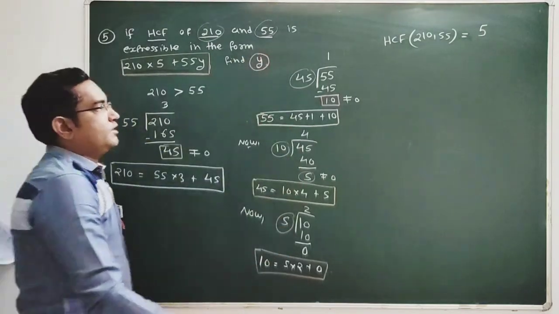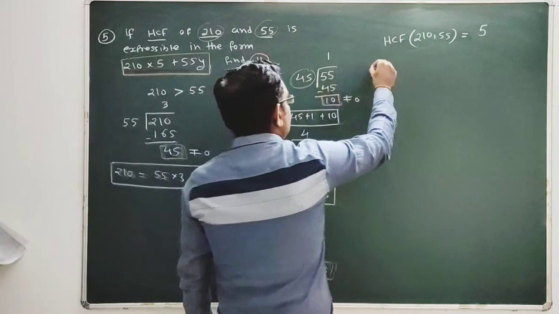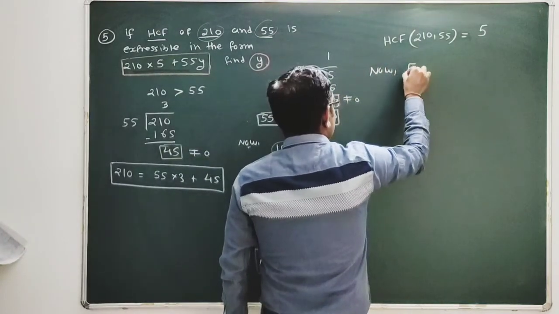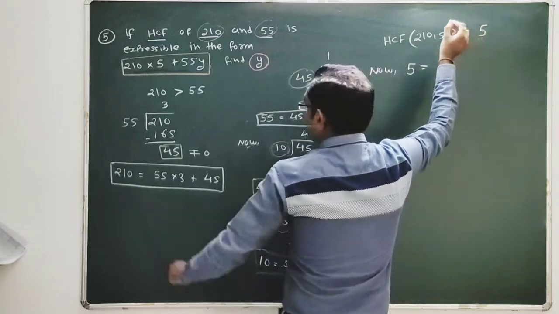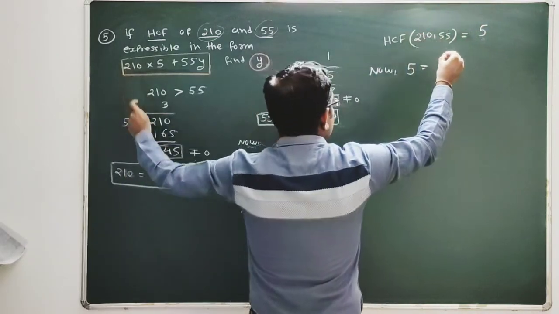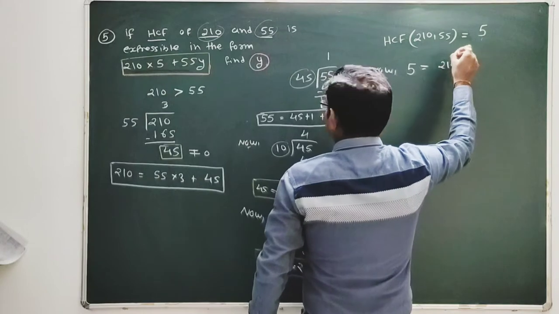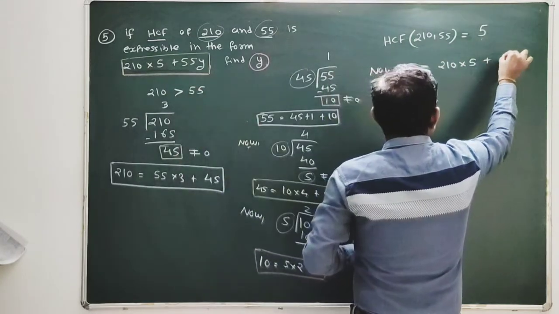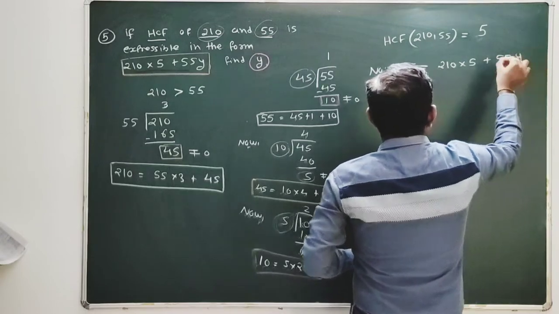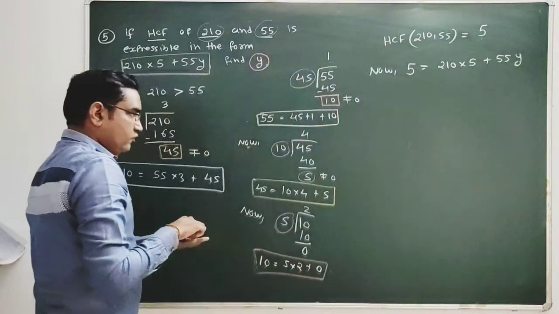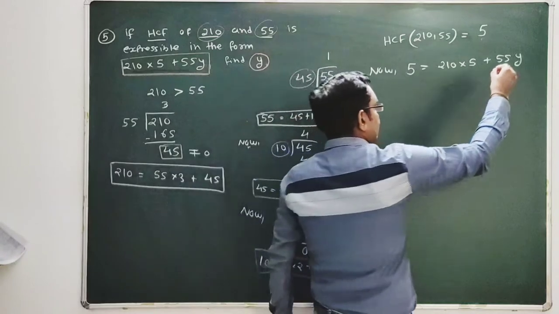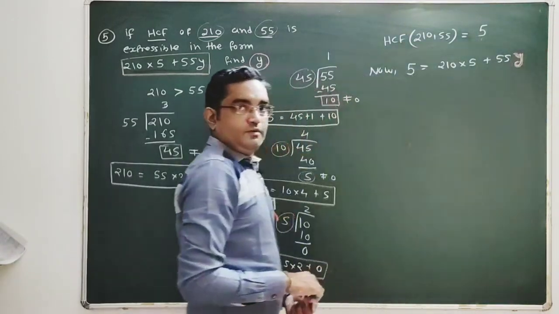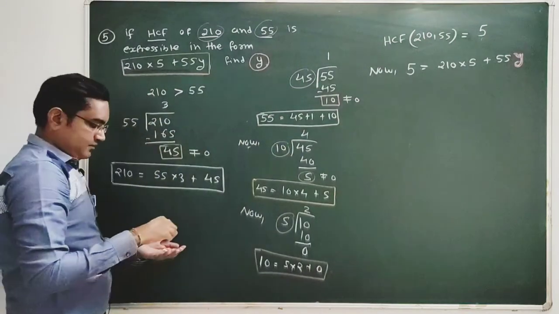Done. So here to find this y, what are we given? We are given that the HCF is 5. So this HCF is expressible in this form. So it's 210 multiplied by 5 plus 55y. So from this equation we have to find the value of this y. We have to find the value of this y. Why? Because that is our answer.